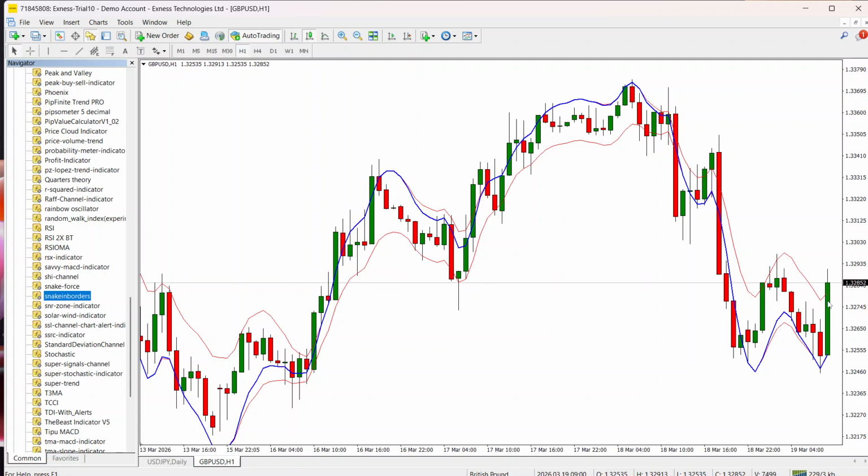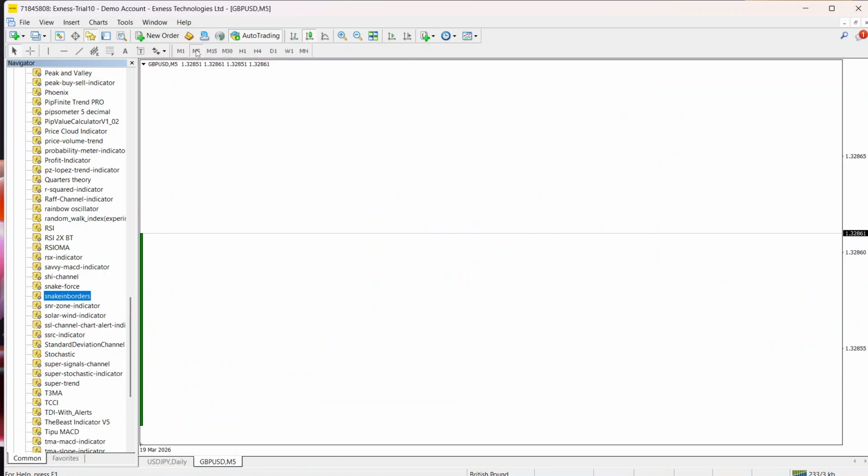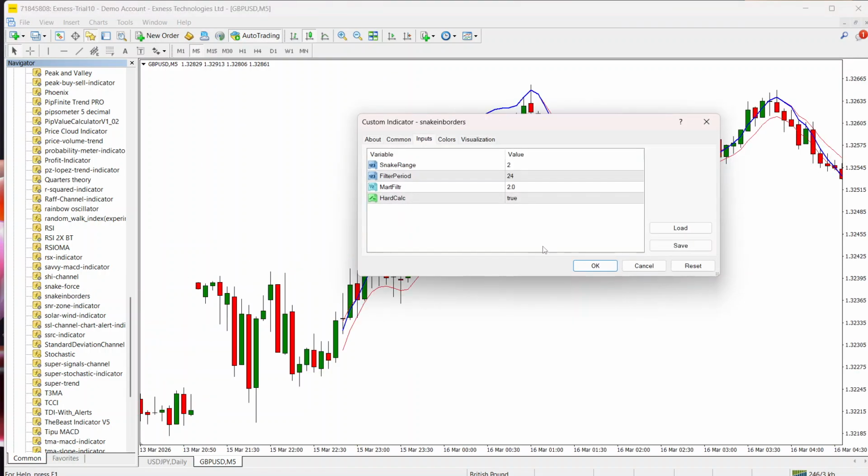As you can see here, the price candle is moving or touching, or in our case, passing over the upper bound, which is the resistance band. Now to see more clusters, let's move on to the M5 and load this indicator.